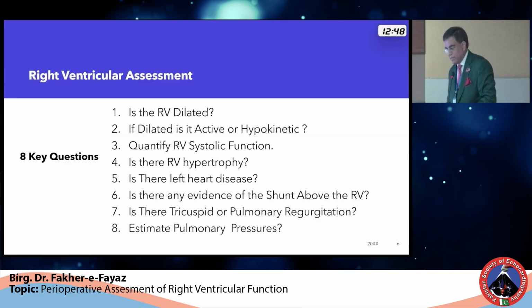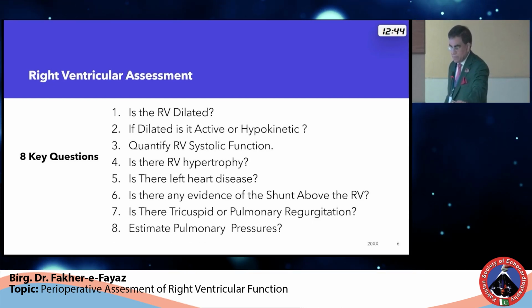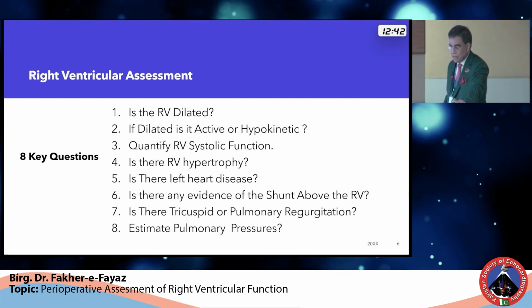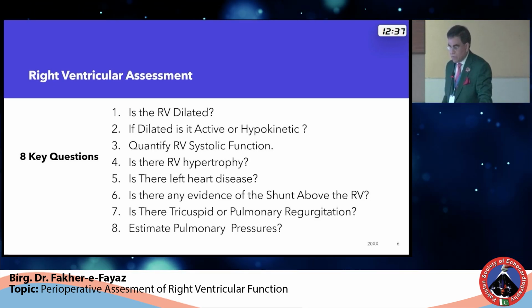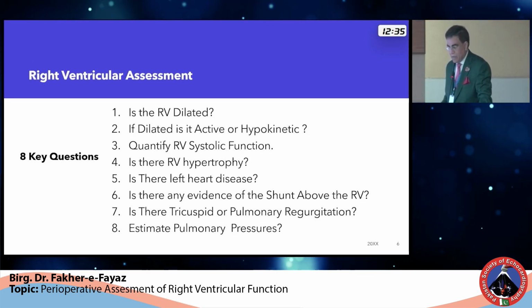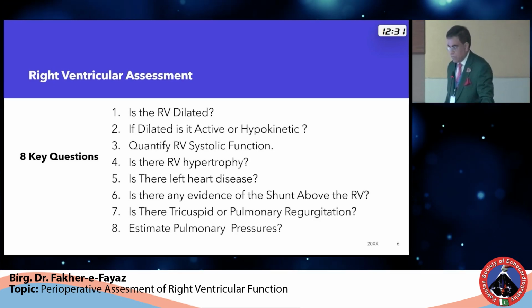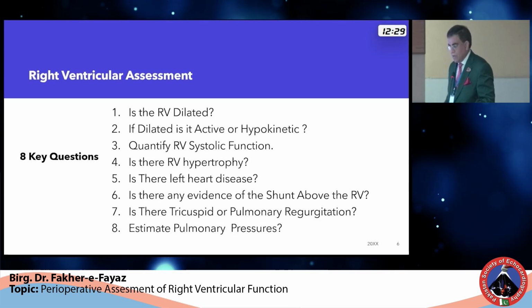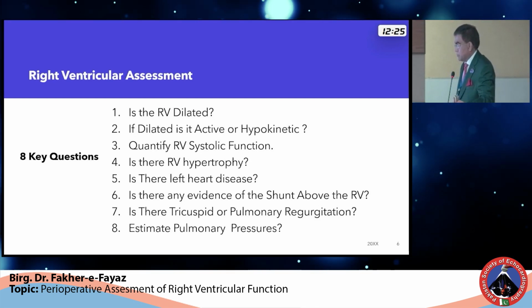In right ventricular function, we need to ask eight key questions of ourselves. Starting with: is the RV dilated? Is it active or hypokinetic? Then systolic function, RV hypertrophy, left heart disease, any evidence of shunt, tricuspid or pulmonary regurgitation, and last but not the least, the assessment of the pulmonary pressure.